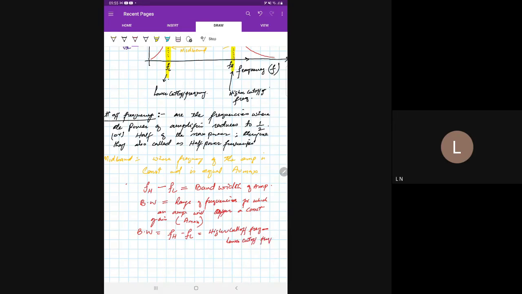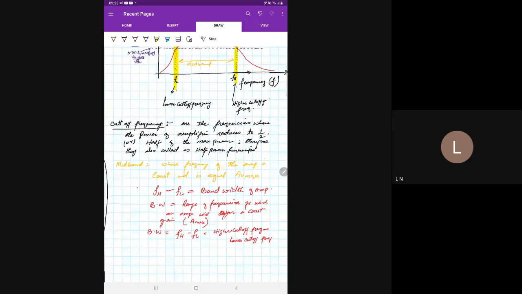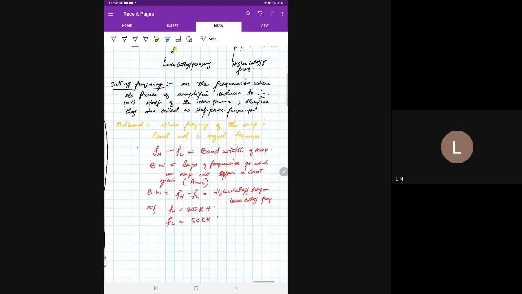Suppose for an amplifier f_H is equal to 200 kilohertz and f_L is equal to 50 kilohertz. Therefore, the bandwidth of the amplifier is 200 kilohertz minus 50 kilohertz, which is equal to 150 kilohertz. That is the bandwidth of the amplifier.